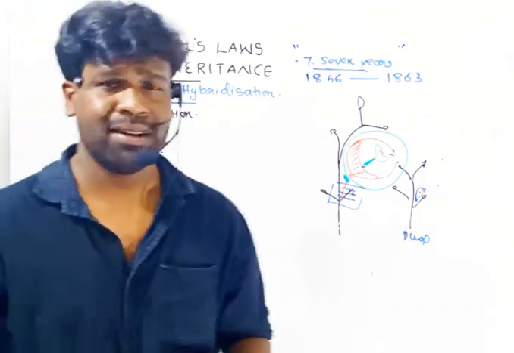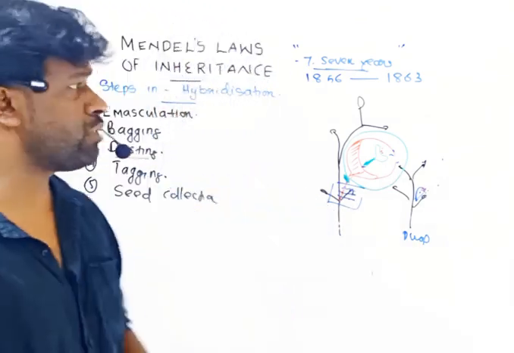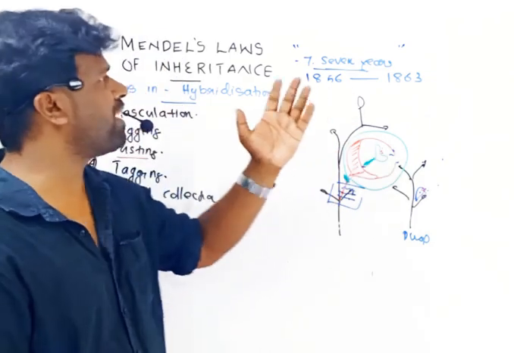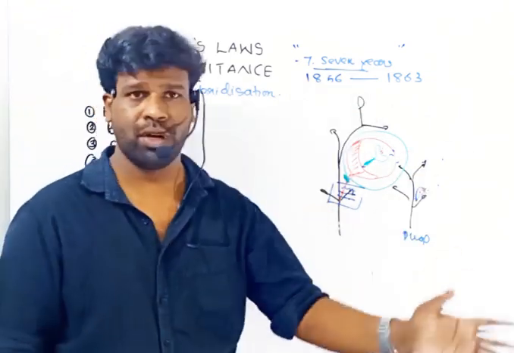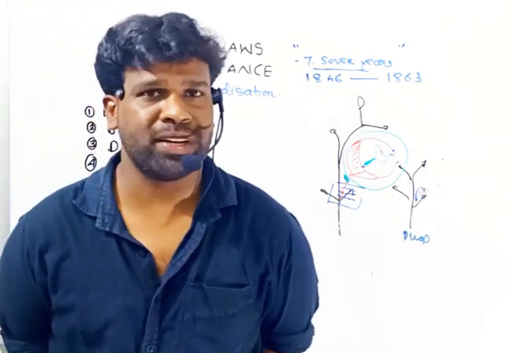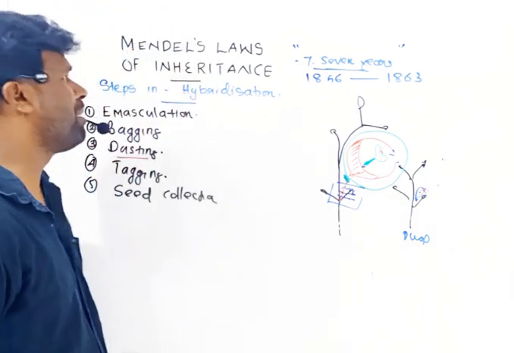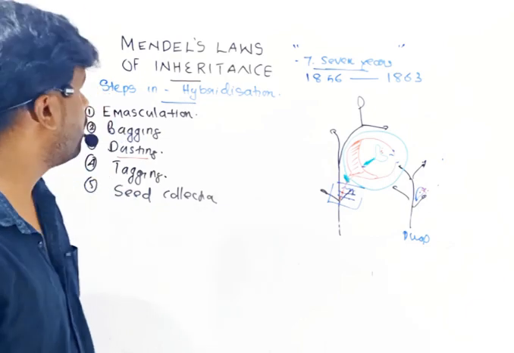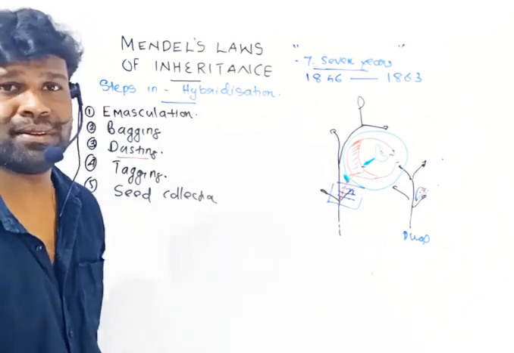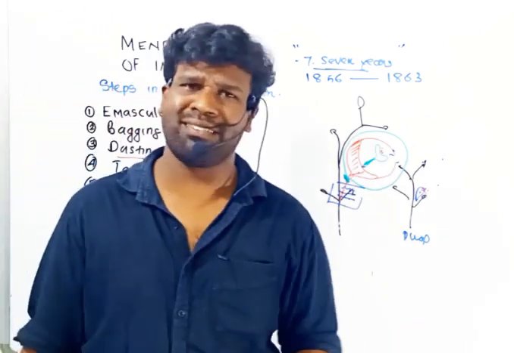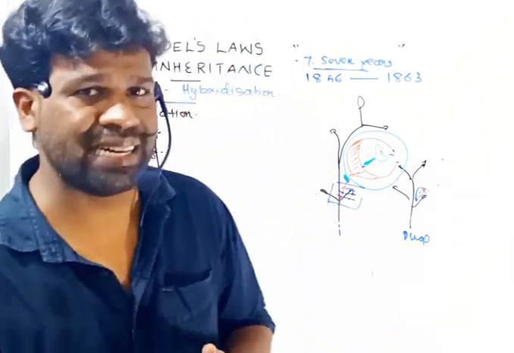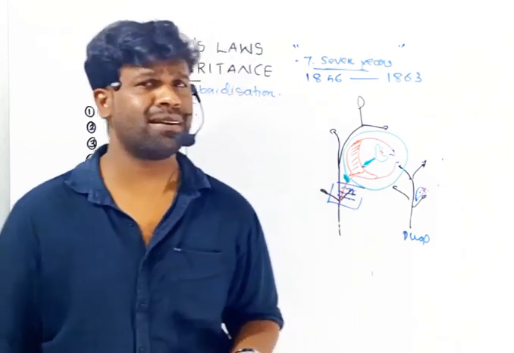Mendel conducted these hybridization experiments on the garden pea plant over about 7 years, from 1856 to 1863. So this is the experimental material and the experiment conducted by Gregor Johann Mendel. In this session, we studied the experimental material of Gregor Johann Mendel, that is, the garden pea plant.